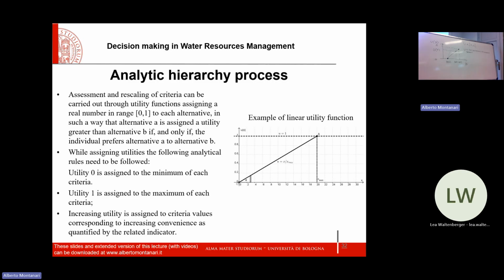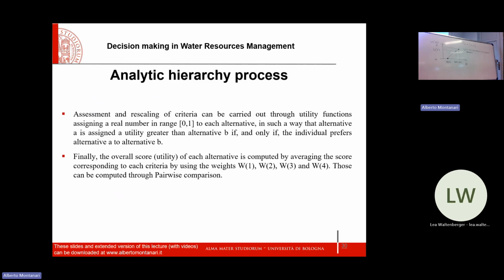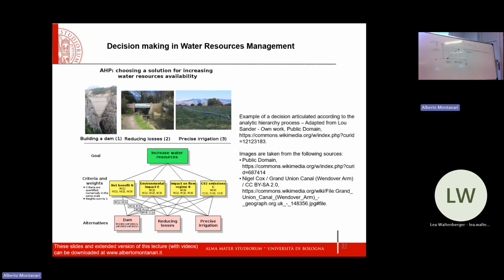But this is the moral of the story of the utility function. Now, let me refer to the example. The example is I need to increase water resources availability because I have to adapt to climate change, and I identified 3 solutions. So let's suppose that we are in a robust decision-making context. First, identify the solutions, and then we evaluate them. In this case, without taking robustness into account, but we could. So the 3 solutions are building a dam, reducing losses in the pipeline, and adopt precise irrigation.